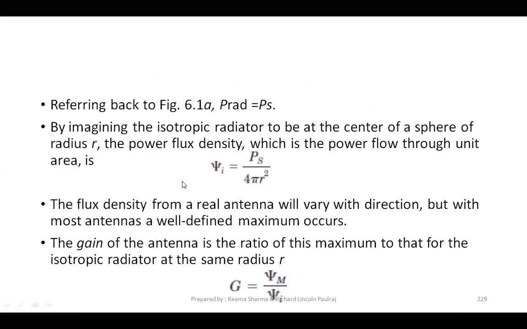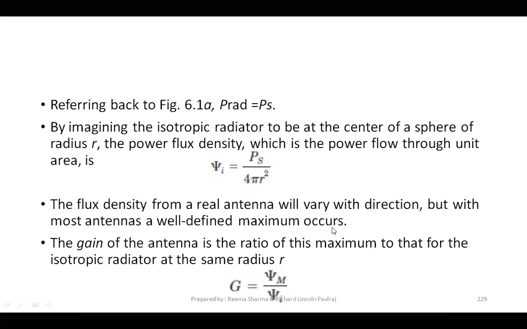So this is the general equation that you have to remember for the isotropic radiator. Then the flux density from a real antenna will vary with direction. So your flux, that is your fields, will vary as the direction of your antenna changes. It is always of greater interest for us to keep the antennas in such a position where they receive and transmit proper signals. The flux density of a real antenna will vary with the direction.